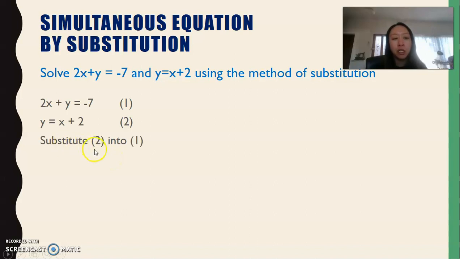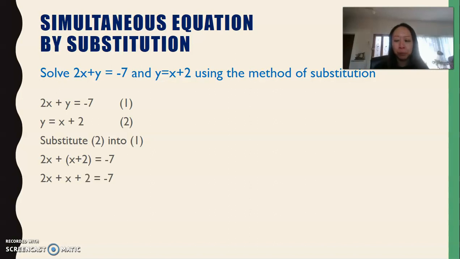If we substitute the second equation into the first equation, it's going to look like this. Initially the first equation was 2x plus y equals negative 7. Here, instead of y, we have 2x plus, because y equals x plus 2. Instead of writing y, I'm putting x plus 2 in its place, equals negative 7. Now can you see that the whole equation consists of only one pronumeral? That is how we can solve this.